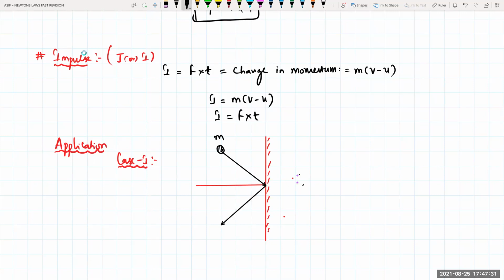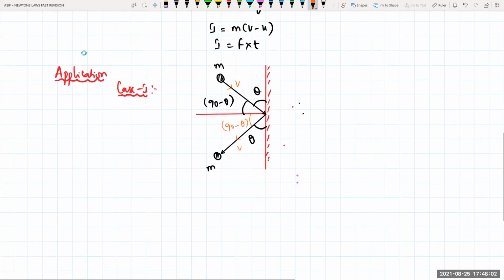This is your body of mass, the same m. If it is making an angle theta with the wall, and this one is also making an angle theta, obviously this angle will be equal to how much? 90 minus theta. Because it is coming with a certain velocity v, so it will also go with the same velocity v. So this angle will also become 90 minus theta. Agreed?